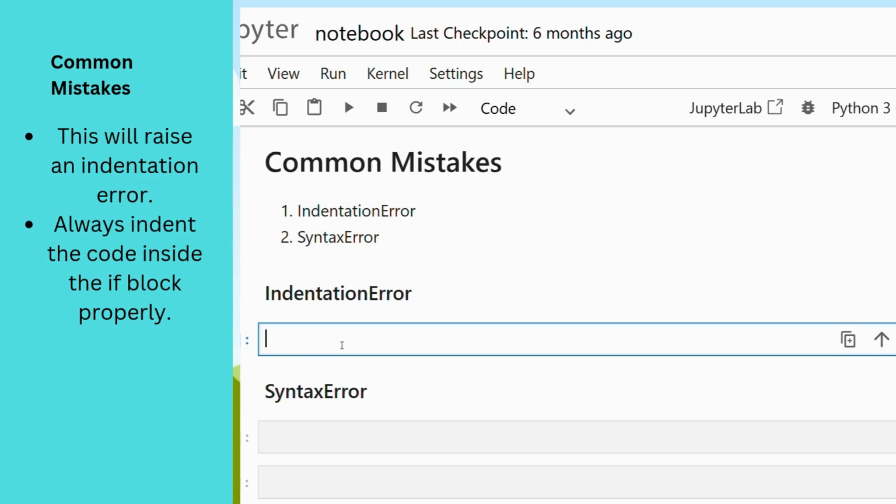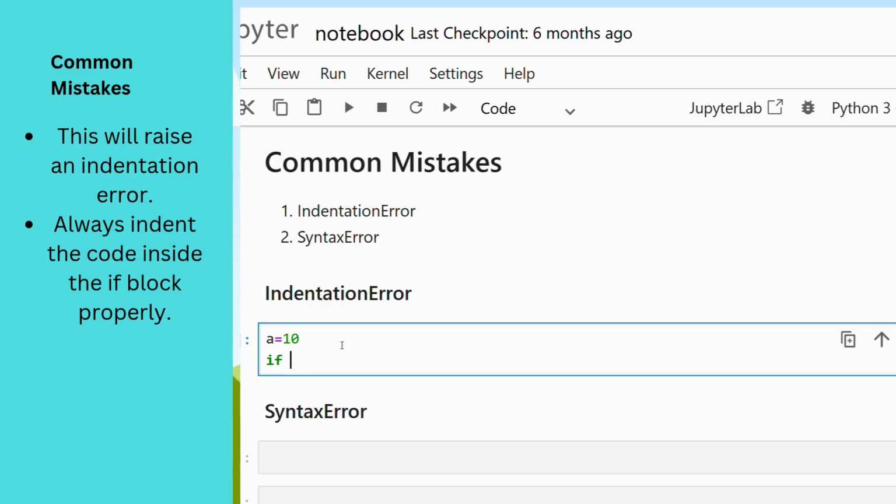Common mistakes. This will raise an indentation error. Always indent the code inside the if block properly.